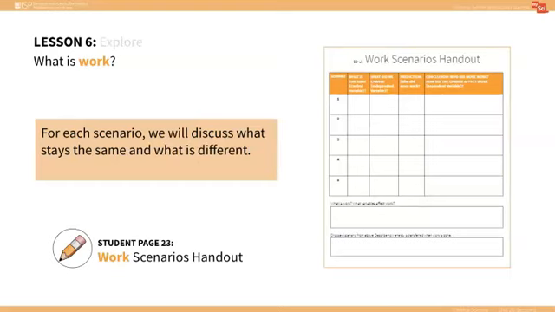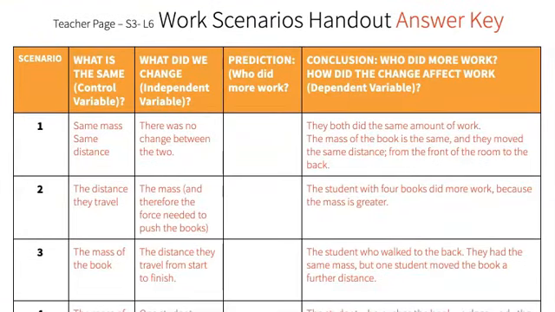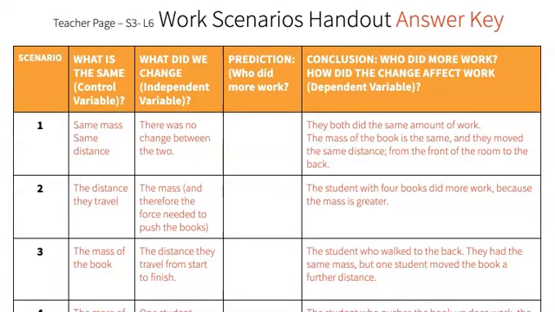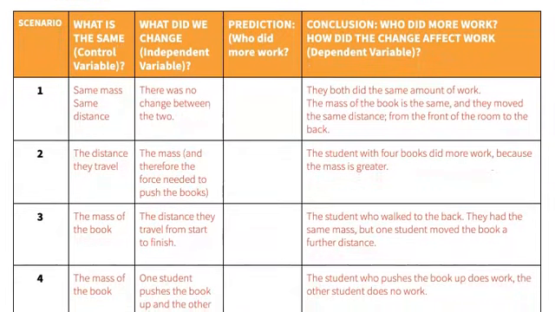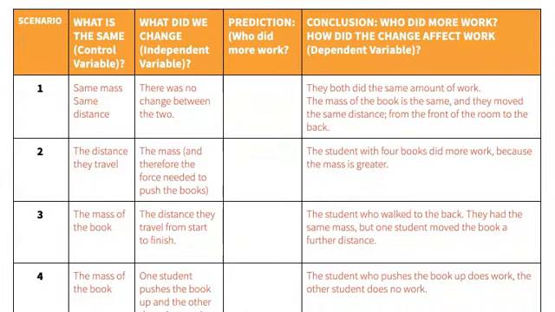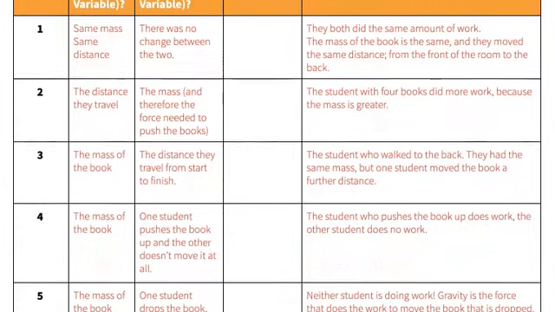In the Explore portion of this lesson, students will discuss different scenarios that involve work found on the Work Scenarios handout on student page 23. For each scenario, discuss what stays the same, known as a control variable, and what would be different, known as the independent variable. After each scenario, ask students who they think did more work. Students should complete the first 3 columns for each scenario. Students will then complete the 4th column, Conclusion, during the Explain portion of the lesson.